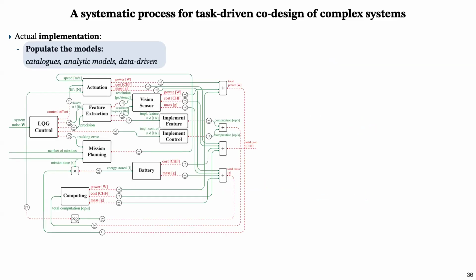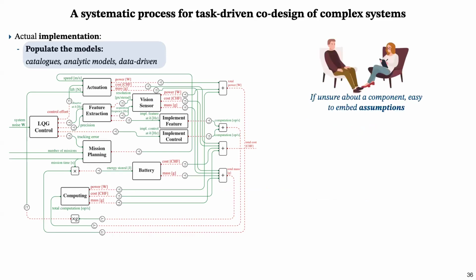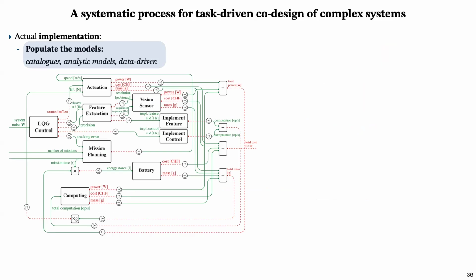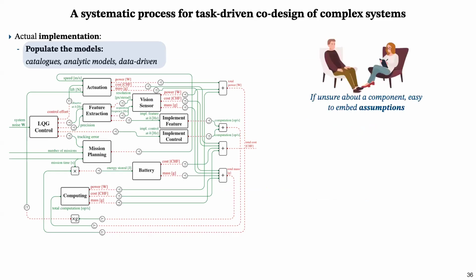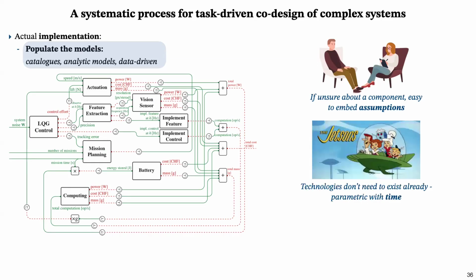Then once you have these boxes and the diagrams, the second thing you want to do is populate the models. You can do it in the various ways I told you about: catalogs, analytic models, or data-driven approaches. And here, it's very easy to embed assumptions if you are uncertain about certain components, because you will not know everything about every component. The other thing is you can simulate what would happen if you change a component into another one. That goes back a bit to your question.